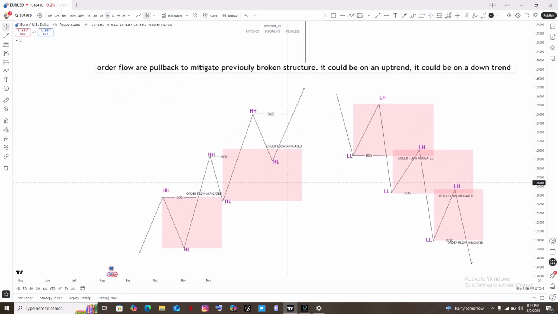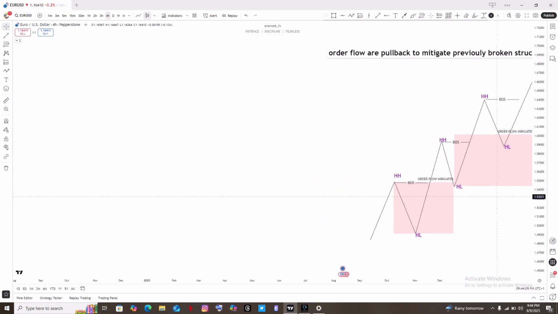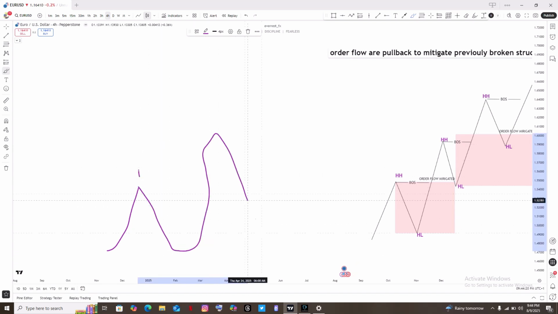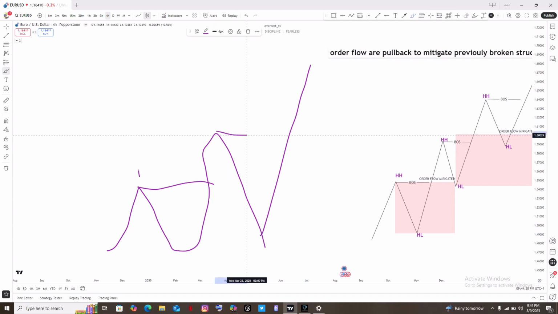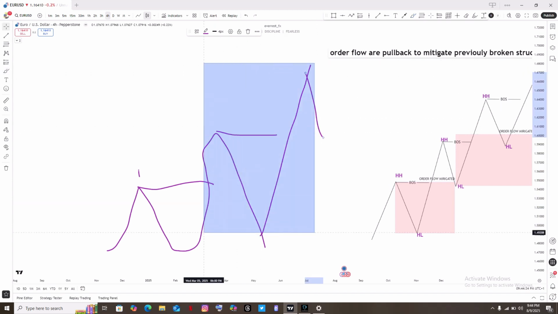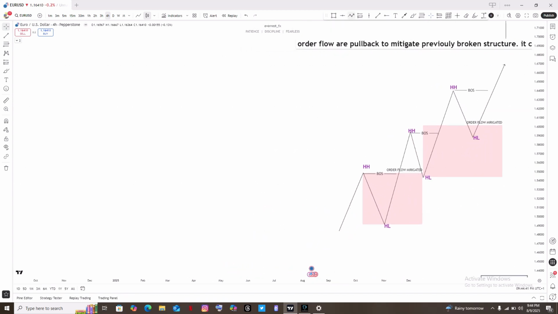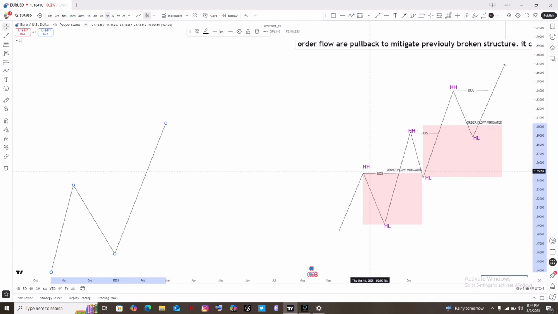Okay. Now, when I taught you guys on market structure, I told you that the market creates a higher high, a lower low. This is where the break of structure happens. If it's a bullish market, then the market will create another higher high, which will cause a break of structure, and a lower low. Now, this order flow that I'm talking about is when a market creates a high, a low, let's say in a bullish market. Now, we have a break of structure here like this.